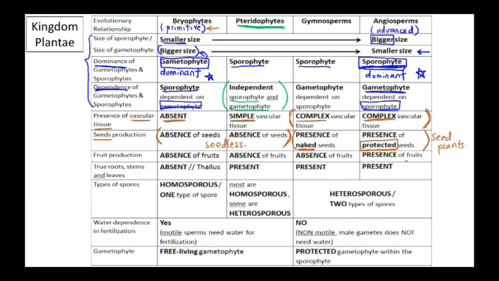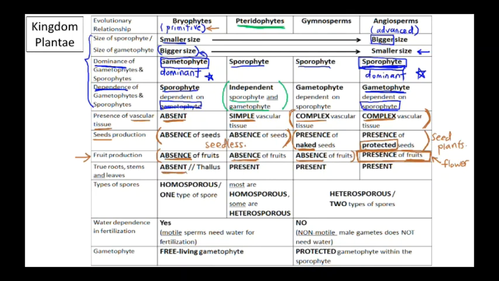It's protected by fruits. When you look at fruit production, only the Angiosperm has fruit produced, because Angiosperms are the flowering plants. As long as there is a flower, then it can produce fruits. The other three groups, from the Bryophytes and Pteridophytes to Gymnosperms, all of them do not produce fruits.